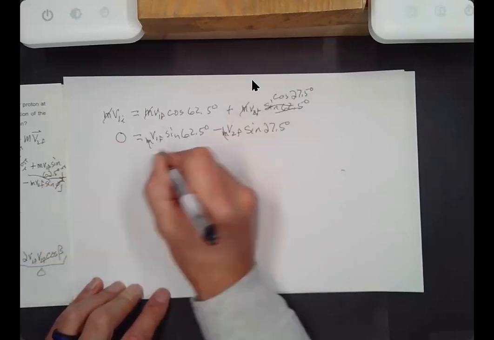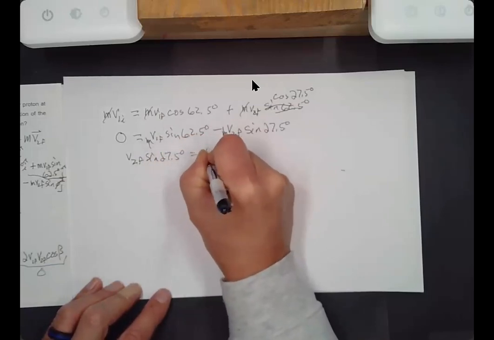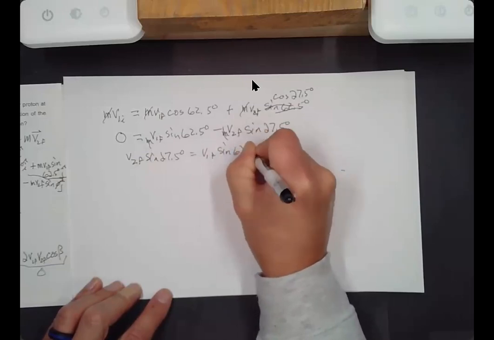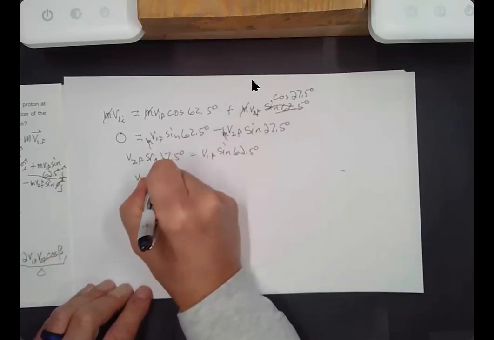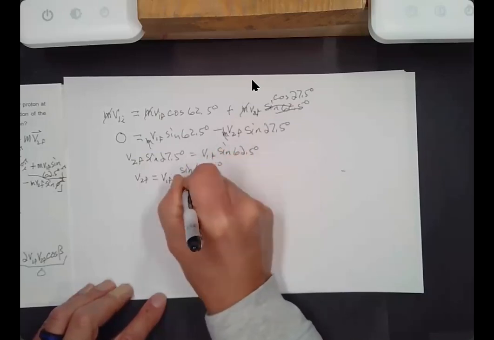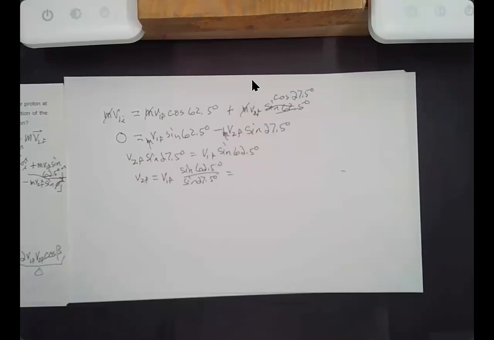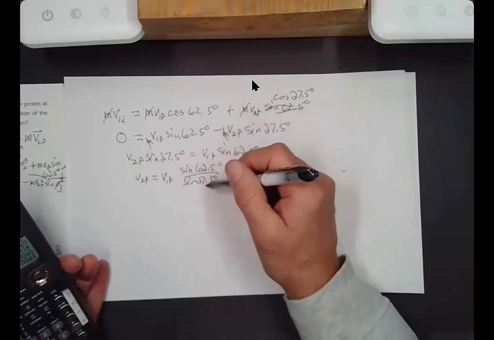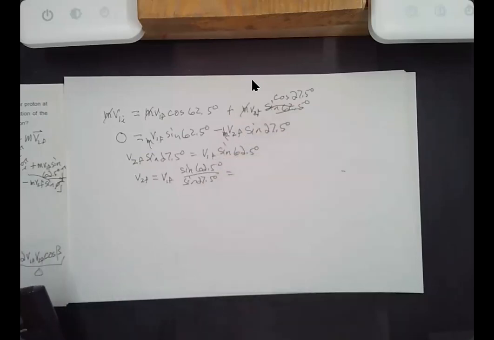And so I could have, tick that across, I'd get V2 final sine 27.5 degrees equals V1 final sine 62.5 degrees. Well, let's just get V2 final. V2 final will be V1 final times the sine of 62.5 degrees over the sine of 27.5 degrees, and that's just a number. In fact, I think it's the tangent of 62.5 degrees, because the sine of 27.5 would be the cosine of 62.5, so this would be sine over cosine, which is tangent. But let's go ahead and do the sine divided by that.